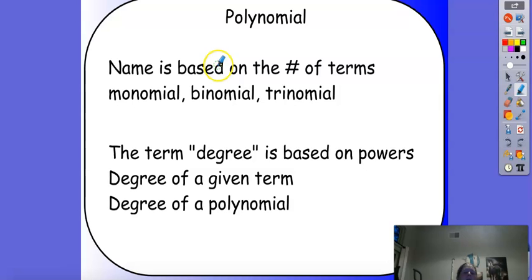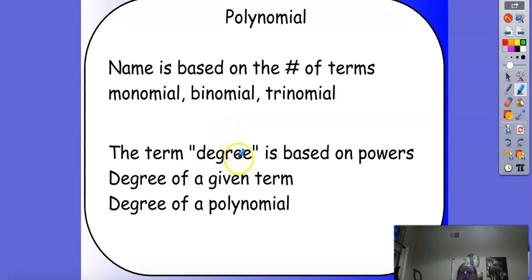A name is based on the number of terms. If you have one term, it's a monomial. Two terms, it's a binomial. Three terms, it's a trinomial. And we have some special names, like if it's a trinomial, we usually call it a quadratic. I'll show that to you as we get there.